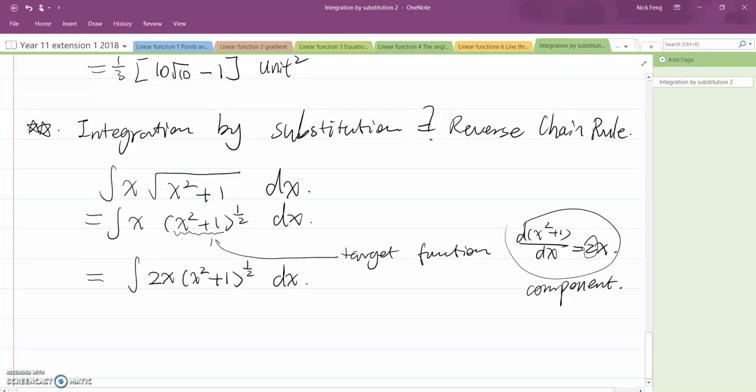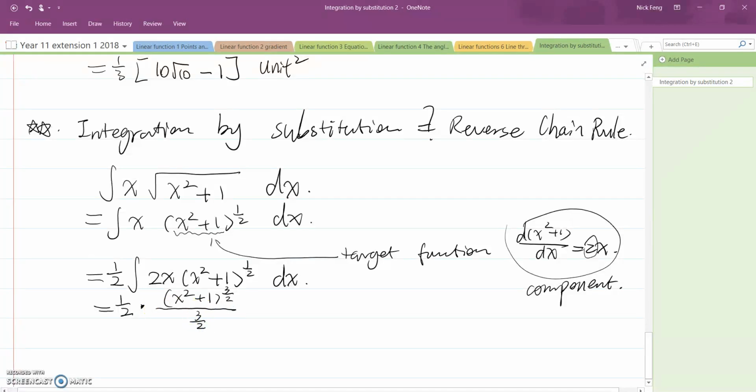However, we can't just continue because this line is not equivalent to this line. All you need to do is multiply outside by half. And now, with this component, you can integrate x squared plus 1 as a whole function. In other words, this whole function has been raised to the power of half, and I can just apply the integrating power function rule to this whole function x squared plus 1. That is x squared plus 1 to the power of 3 on 2 over 3 on 2.